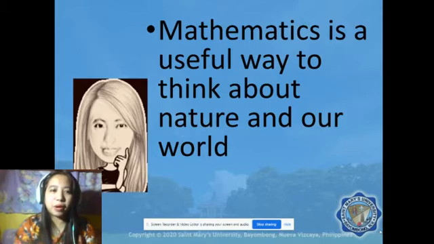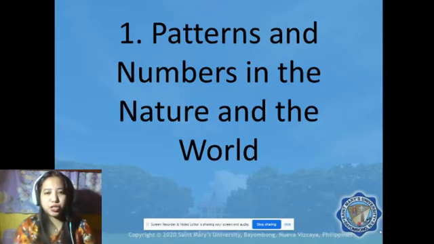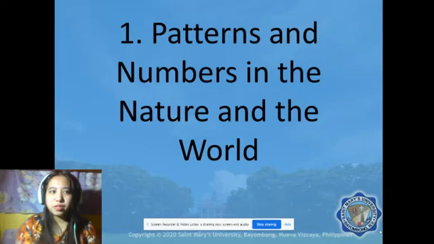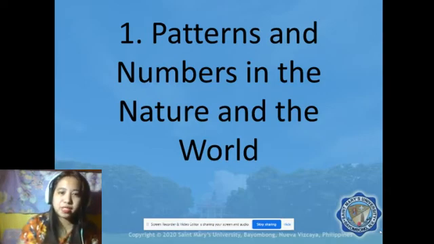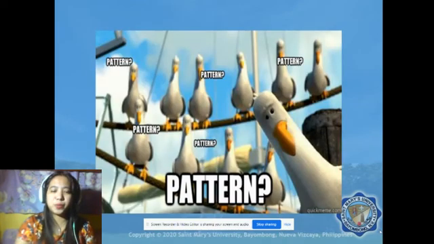So let us think about this. Mathematics is a useful way to think about the nature and the world. Okay, first, to explain this further, patterns and numbers in nature and the world. So we actually can see patterns and numbers in our world, particularly in nature.